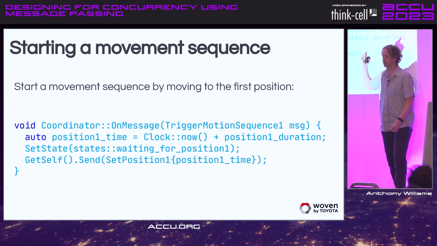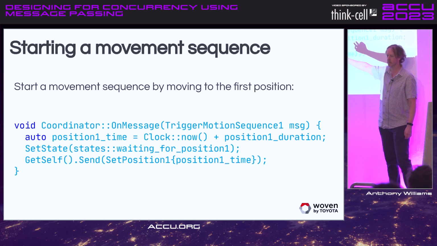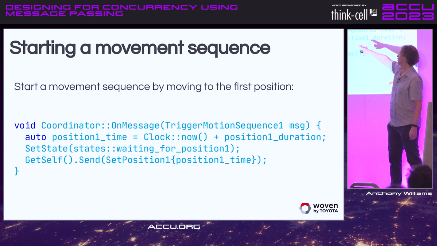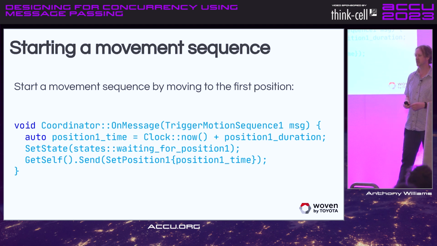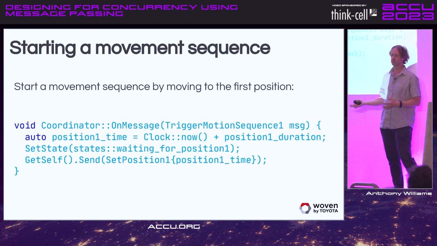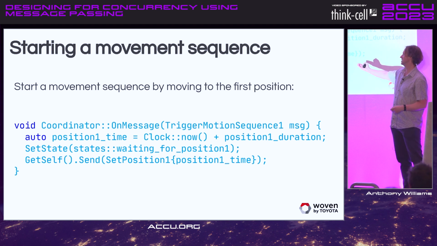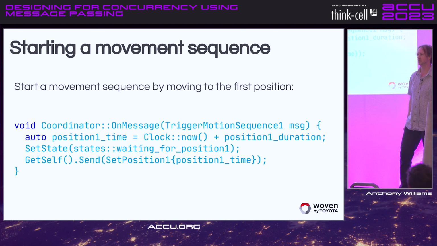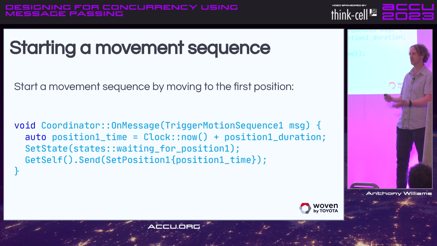So what does that look like in code? Well, we get a message, trigger a motion sequence. We're going to work out what the time is. We have some constant in our code that says how long it's going to take us to get to that position. It might be that you have to calculate it based on where you currently are. Then, having calculated that deadline time, you say we're waiting for position 1. In this case, I've modeled it as sending yourself a message, but you could just internally set the state directly and then have on-state entry type processing.